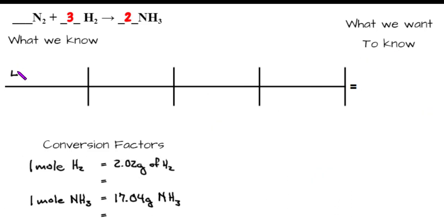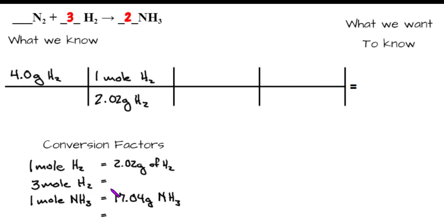I also know that I have 4.0 grams of hydrogen as well, because 2.02 grams of hydrogen is the same thing as 1 mole of hydrogen. And now that I'm in moles of hydrogen, I can say for every 3 moles of H2, I'm going to get 2 moles of NH3.